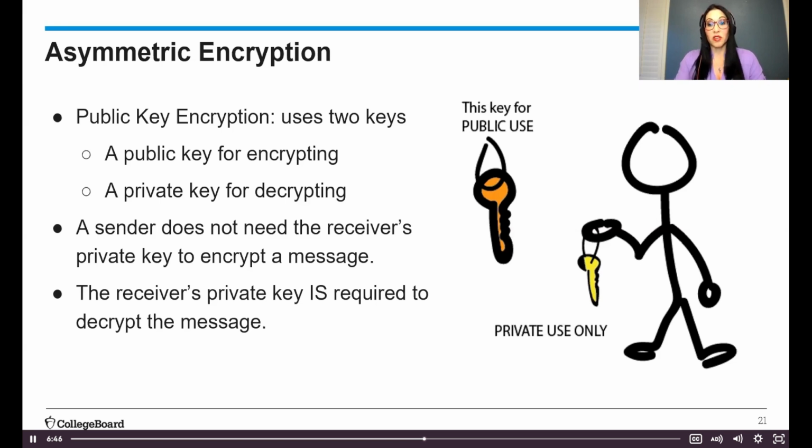In asymmetric encryption, also known as public key encryption, two keys are used: a public key for encrypting that anyone has access to, and a private key for decrypting. In public key encryption, a sender can encrypt a message or data without having the receiver's private key, but the receiver's private key is required in order to decrypt the data.